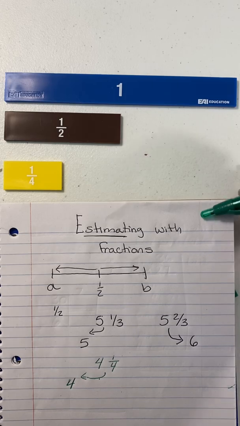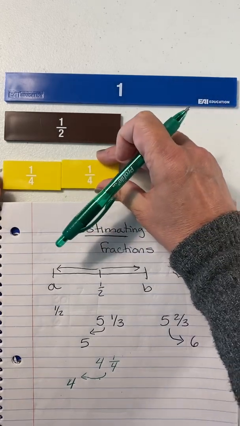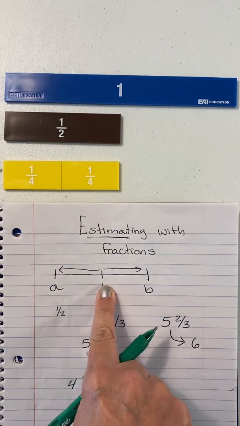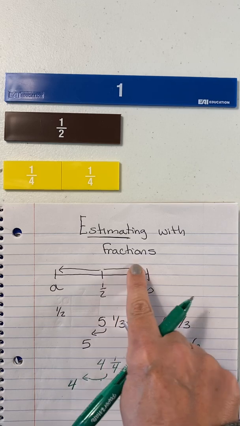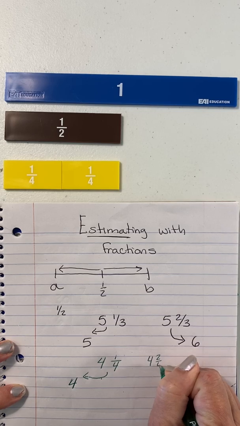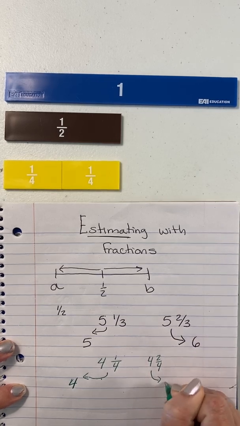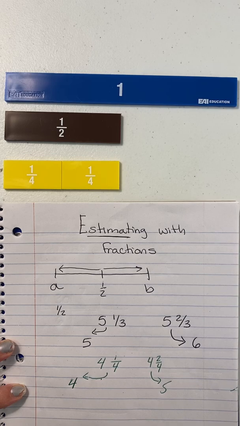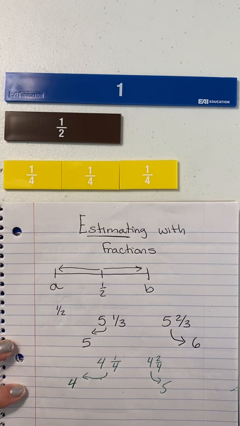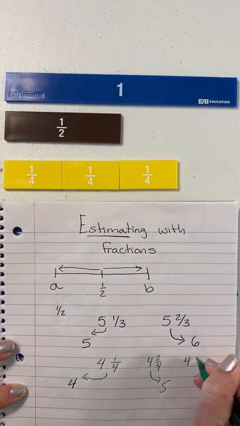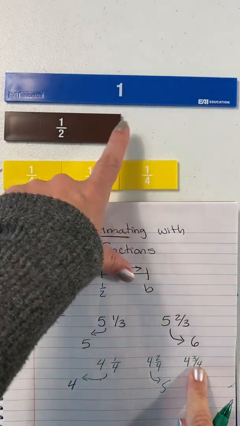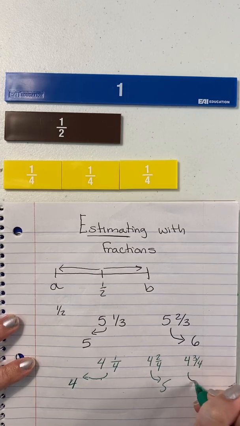Now, what if we had 2/4? 2/4 is exactly at the halfway mark. That's right here. And what we know about estimating and rounding is that's going to take us up to the next number. So if it was 4 2/4, I'm going to go up to 5, the next whole number. What if I added another fourth? Now I have 3/4, so now I have 4 3/4. Well, 3/4 is more than half, so I'm going to go up to 5.